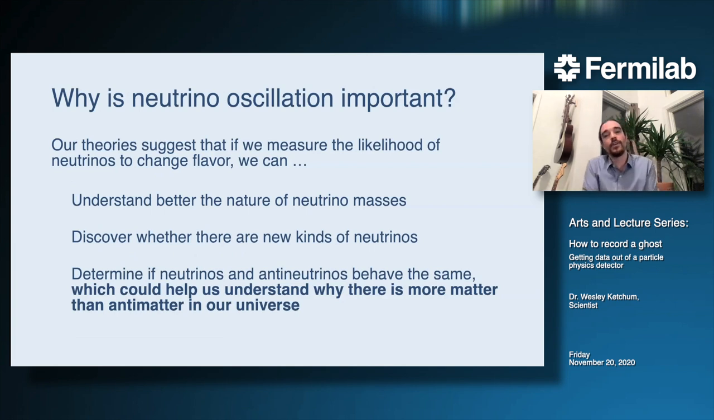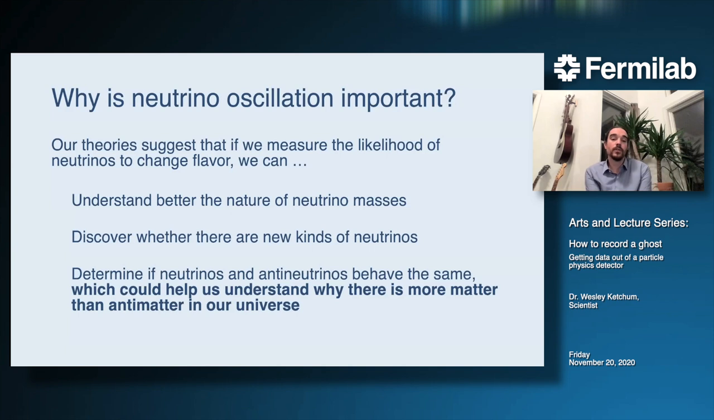So why is this neutrino oscillation important? Our theories suggest that if we can measure the likelihood of the neutrinos to change flavor, so that we can map out that probability space of how neutrino flavor changes as they travel, we can better understand the nature of neutrino masses, because the patterns of that oscillation are tied directly to the different neutrino masses. We can discover whether there are new kinds of neutrinos, because if there was a new kind of neutrino that neutrinos could oscillate into, then that pattern would reflect itself in those oscillation probabilities.